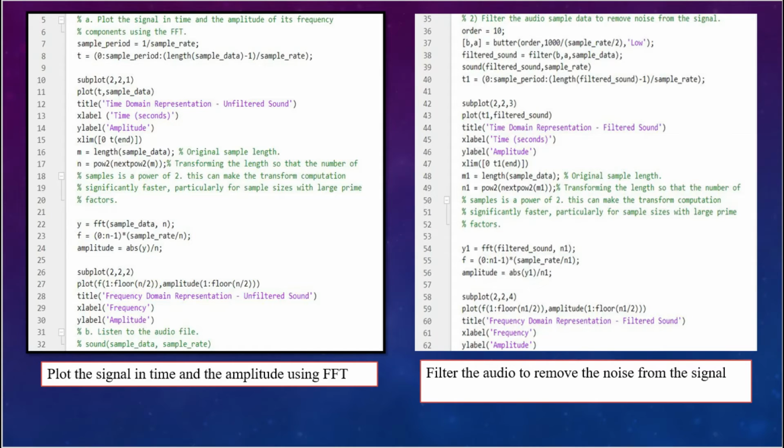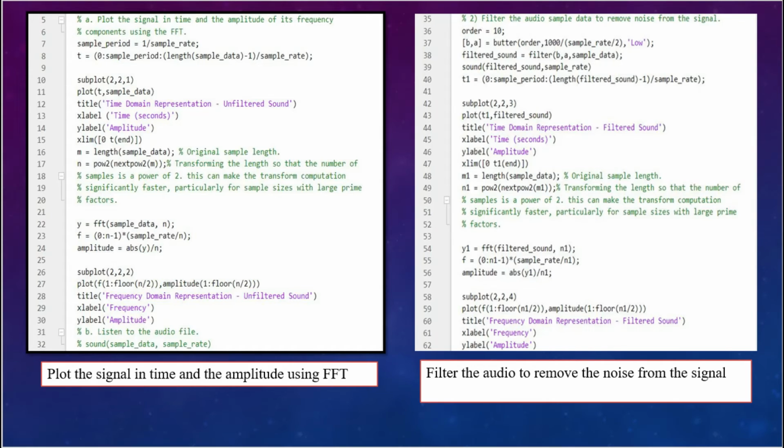Next is abs(y). Its function is to find the amplitude of the discrete Fourier transform. Next, m equals length. Its function is used to find the length of the vector. For the description, m is the length of the vector. Sample data is the input vector.